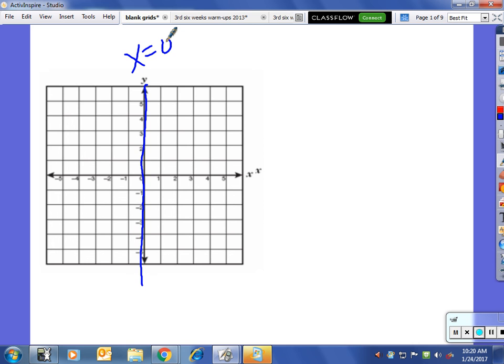X equals 0. And you have to know that. You might be asked that. The equation of the y-axis, it's a vertical line like all other vertical lines. The y-axis is an outlaw. And it is x equals 0.